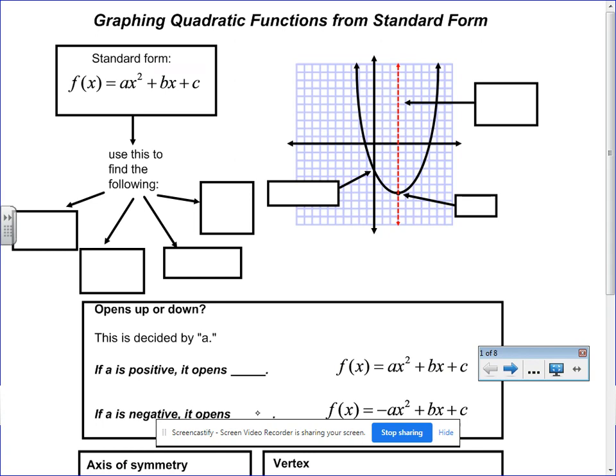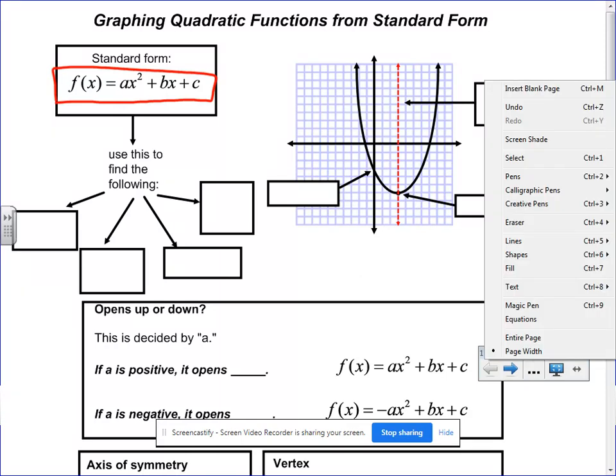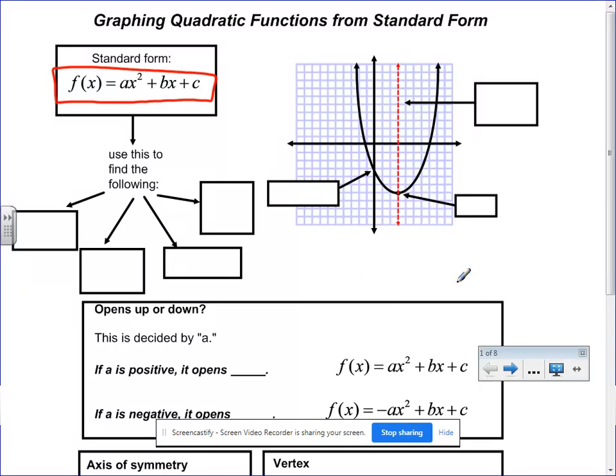All right, so as we remember from yesterday, standard form of a quadratic is f of x, but we don't use that super much in here. So we all know that means y, for the most part. So we're just going to put y. All right, so y equals ax squared plus bx plus c, or minus, or whatever. So today we're going to use this to find several things. And that, first of all, is whether a parabola opens up or down.